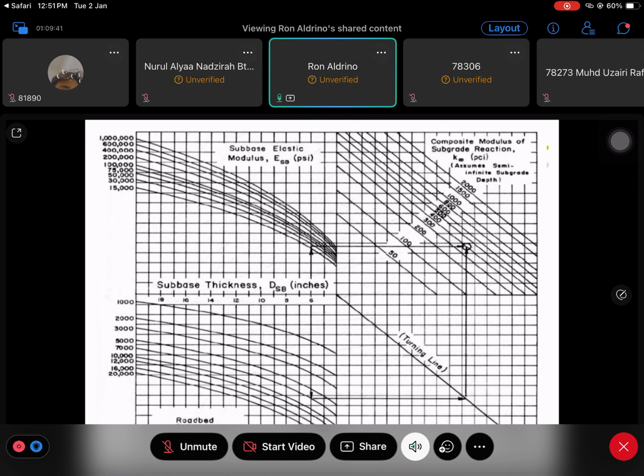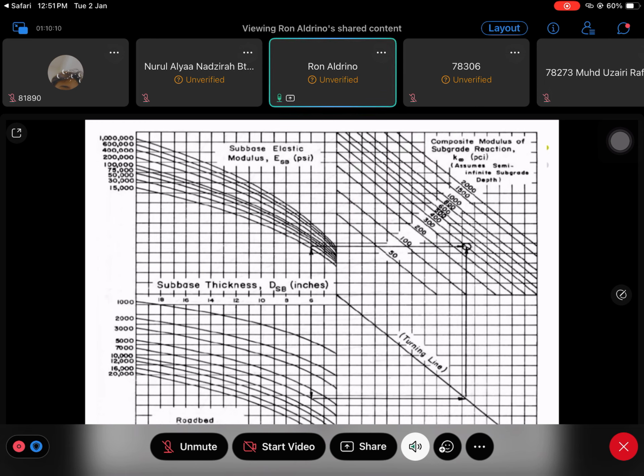fully utilized because, as you know, in our road system here, we design for flexible pavement. There is hardly any road that we design for rigid pavement. So it's not widely used. So when it is not widely used, the standard may not be available. So if you are asked to design, you can use the AASHTO standard.